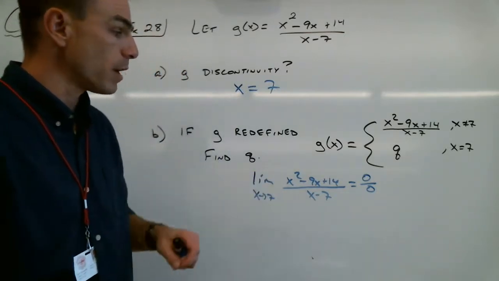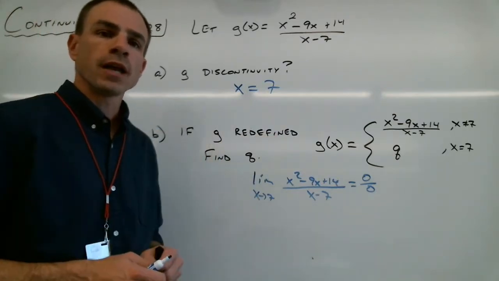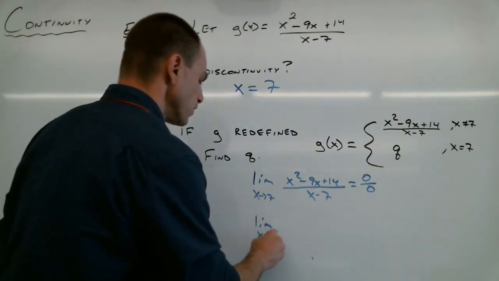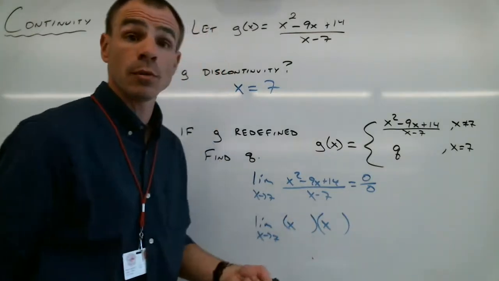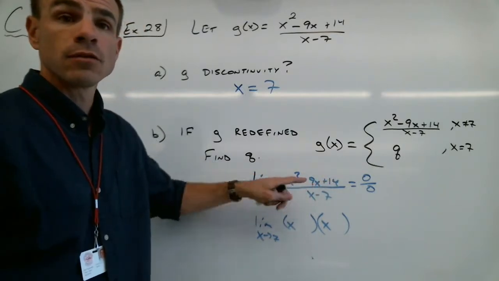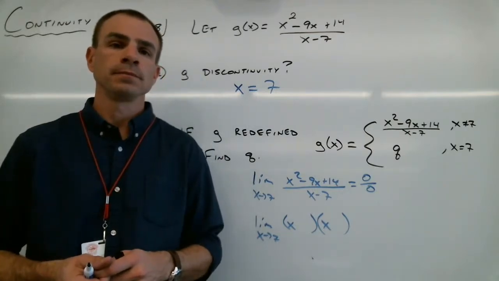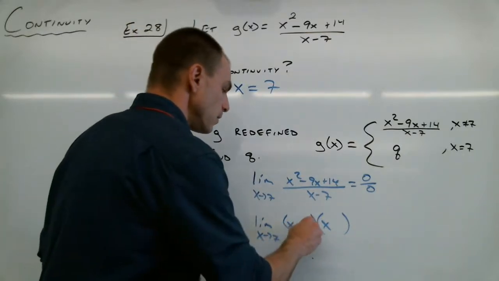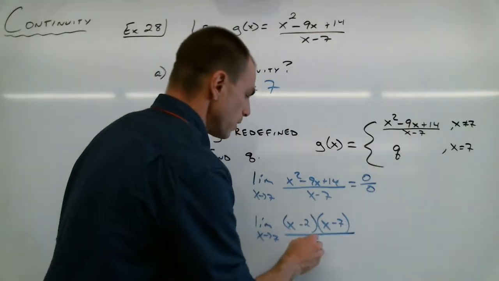All right, we have x squared minus 9x plus 14. That's a quadratic. We can turn that into the product of two binomials. So we've got the limit as x approaches 7 of (x and x), and we need two numbers which are going to multiply to 14 and add up to negative 9. So what are those two numbers which will multiply to 14 and add to negative 9? Yeah, negative 2 and negative 7. So we have negative 2 and we have negative 7. That's our factored numerator. Our denominator is still x minus 7.